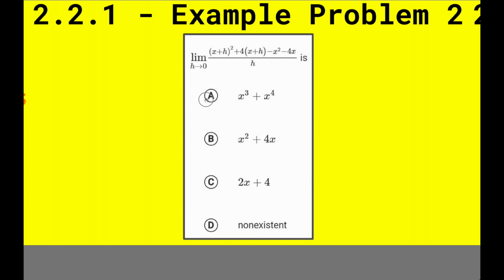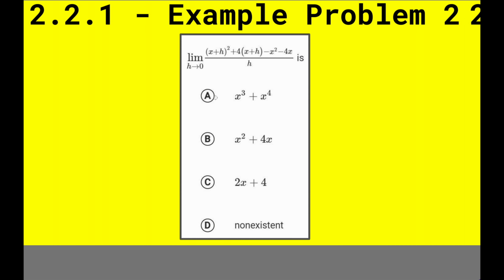The next example problem, holy cow. This is a lot to break down, and it's easy to get intimidated by this, but it's actually not that bad. The main thing that you need to see on this one is this is the limit definition of derivatives. So I'm going to write that down. Limit definition of derivatives. The definition of derivative.